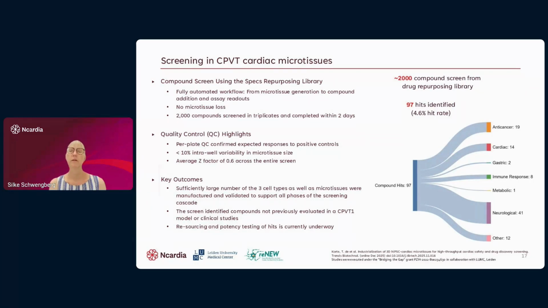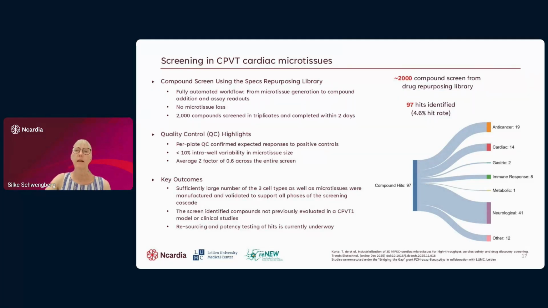And what we also achieved was that there were some very interesting hits out of the 2000. So the total hit rate was 4.6%. So 97 compounds identified out of the 2000 that were tested. So the modalities, or let's say the disease areas that were covered within the hits, was rather broad.